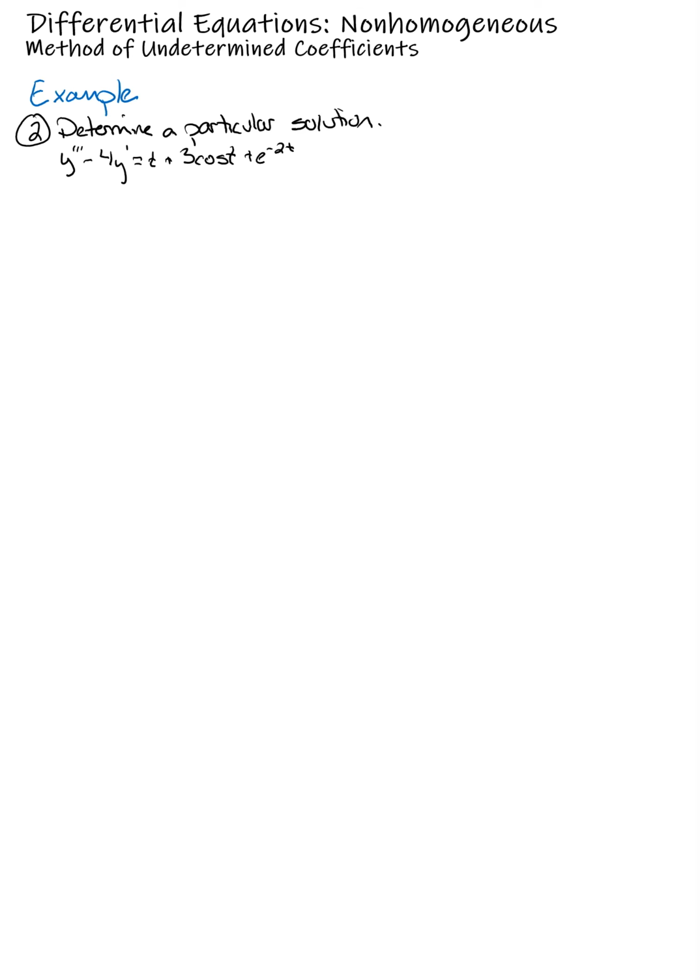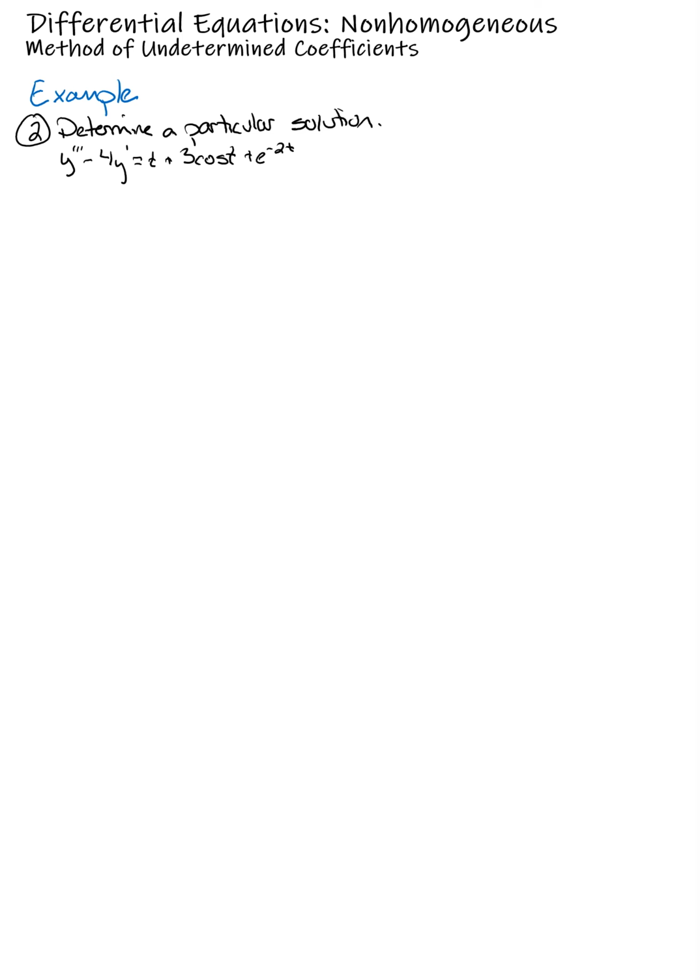Hey guys, this is Professor Janacek, and I want to go over another example of solving a non-homogeneous linear differential equation using the method of undetermined coefficients. So here we want to simply find the particular solution, not the general solution, of y triple prime minus 4y prime is equal to t plus 3 cosine t plus e raised to the negative 2t.